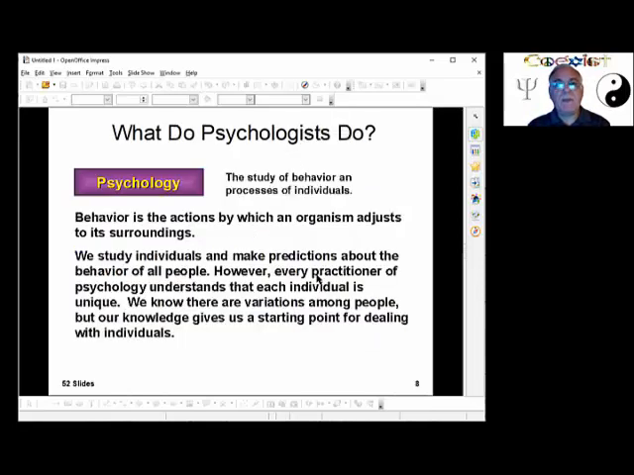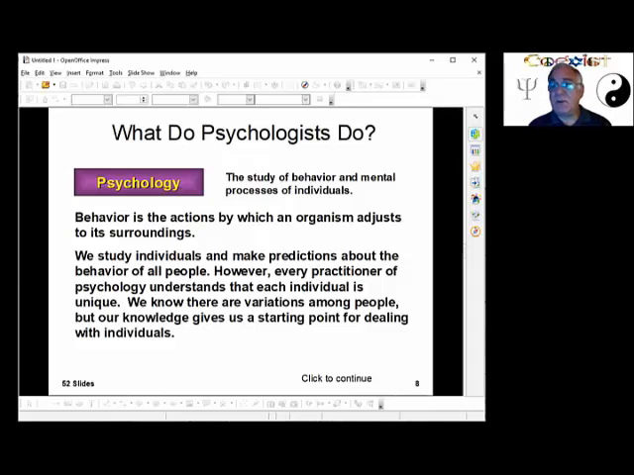So psychologists study behavior and mental processes of individuals, and a behavior is the actions by which an organism adjusts to its surroundings. If it's cold, you put on a coat. It's your behavior adjusting to the surroundings. If it's hot, you take the coat off. So what is it that makes us behave in specific ways? That's one of the things that we want to figure out, the variables that make us behave in specific ways.